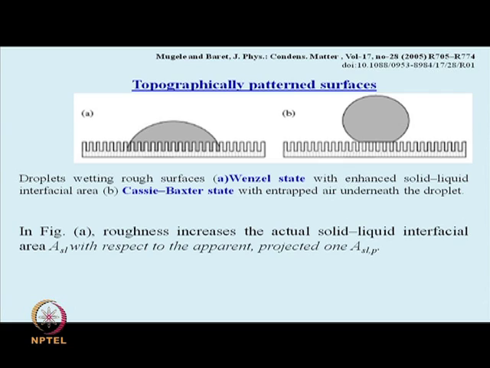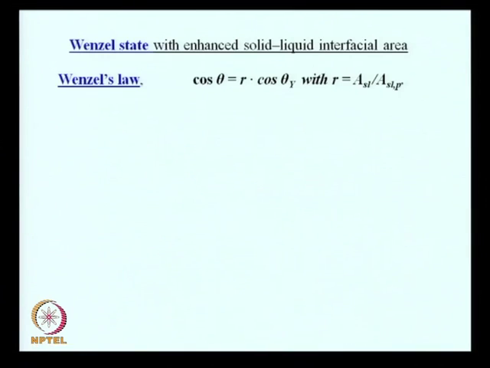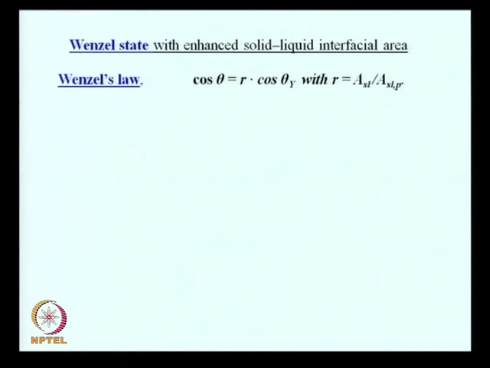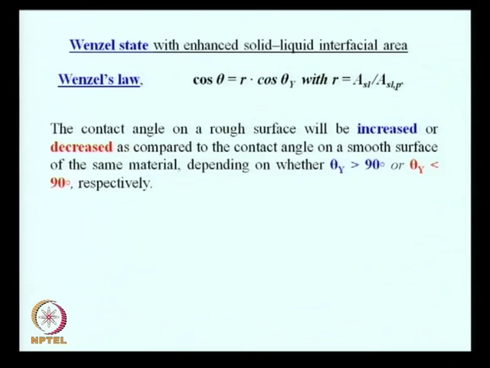So, if you see in figure A, in Wenzel state, the roughness increases the actual liquid-solid interfacial area, which we call A_SL, in comparison to the projected area, which is denoted by A_SL,P. So, there is a famous relation, which is a phenomenological relation. It cannot be derived as such, but a large number of experiments support the existence of such a law, which is known as Wenzel's law, which denotes the contact angle as a function of the equilibrium contact angle, and this factor r is the ratio of the areas. So, this is the actual wetted area, and this is the projected wetted area. So, this is the area which would be wet if there were no structures on the surface.